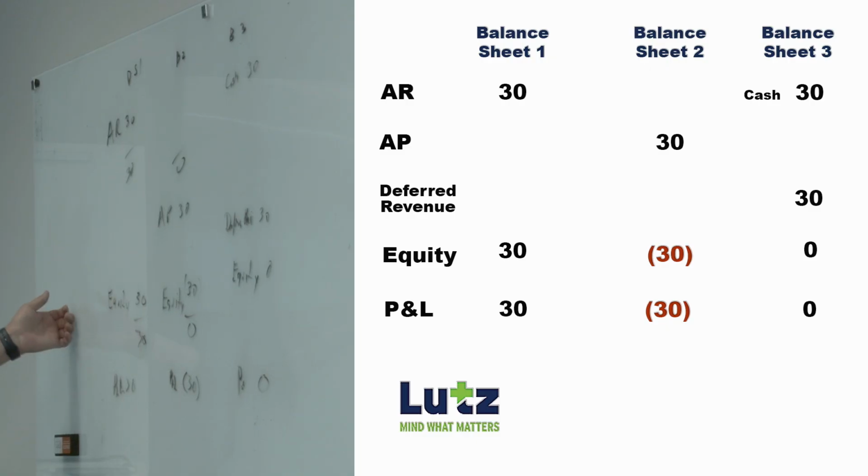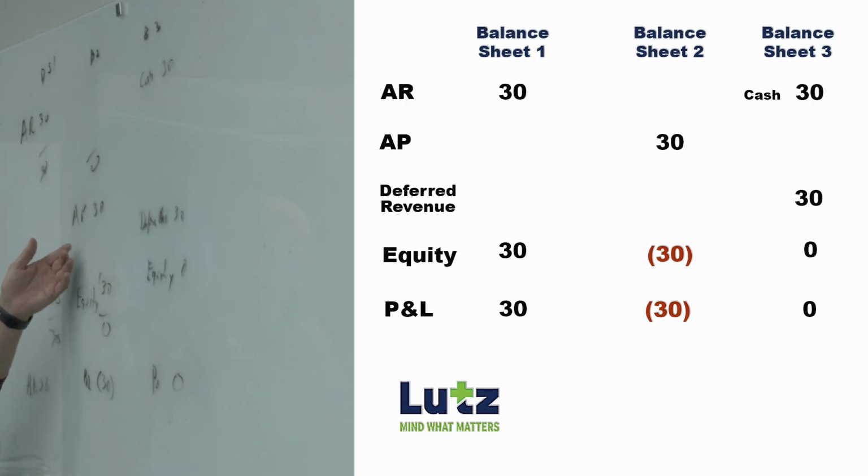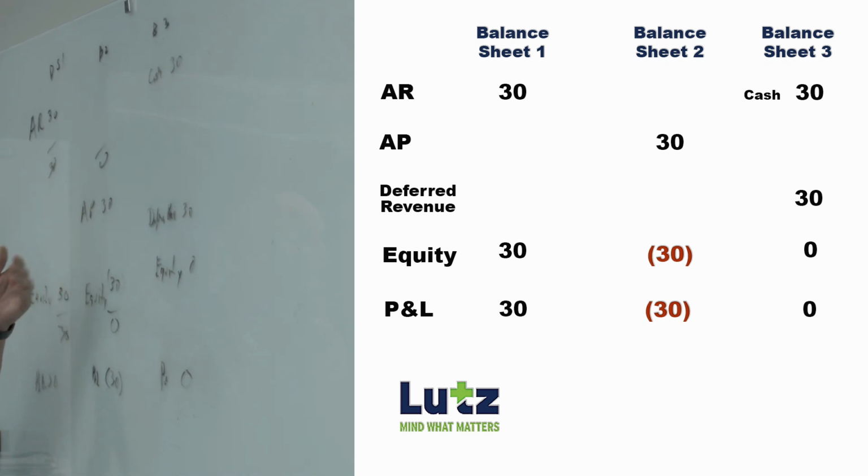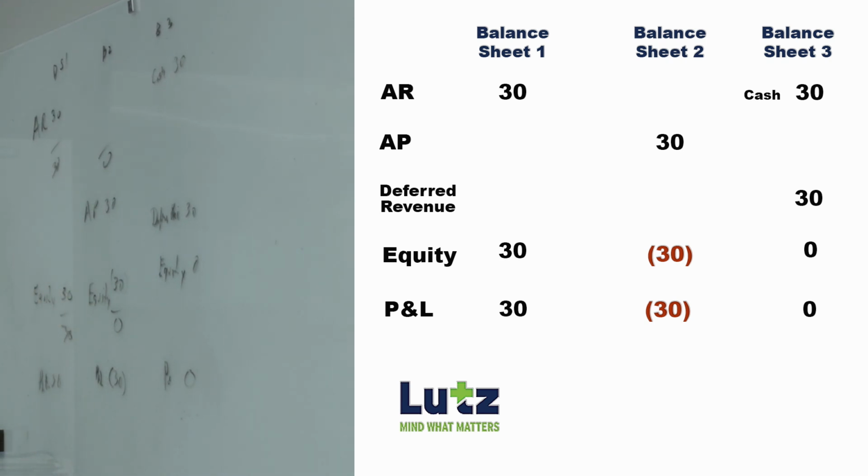Okay, so Carter, going back to cash basis, how much income on balance sheet 1 would I be taxed on? 0. Okay. Connor, on balance sheet 2, if I'm cash basis, have I paid the 30 of AP?